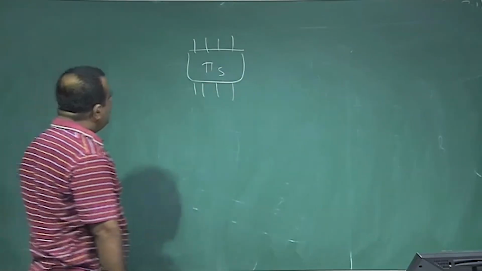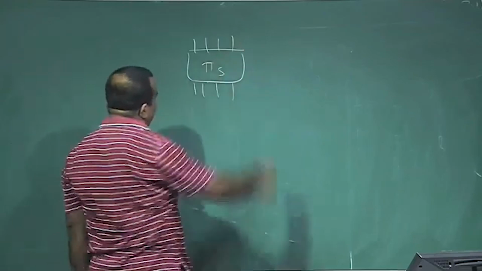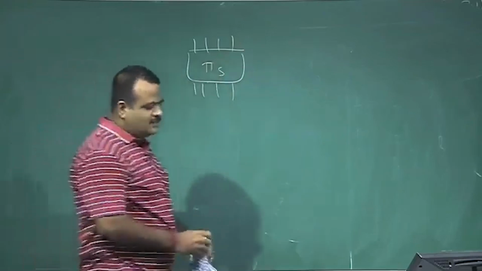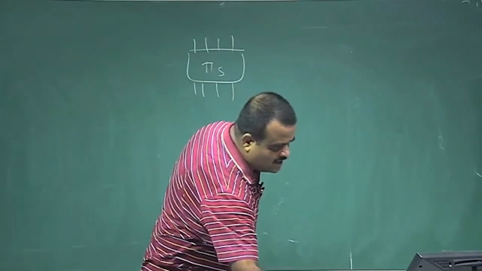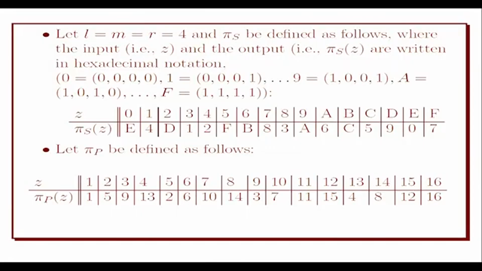Okay. So, a 4-bit number can be represented in binary, and it can also be represented as a hexadecimal number. So, this is the S-box. The input given is 4 bits, and any 4-bit number can be represented as a hex number. So, this is say 7.